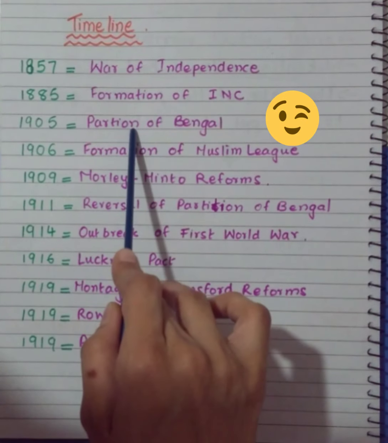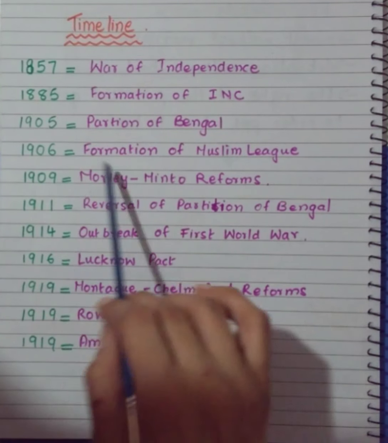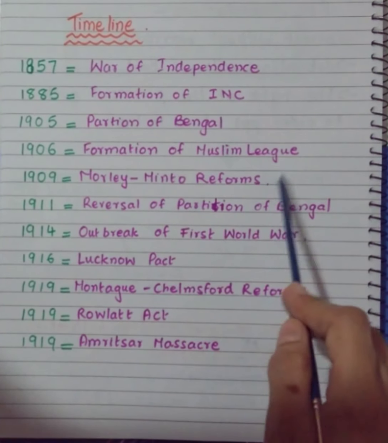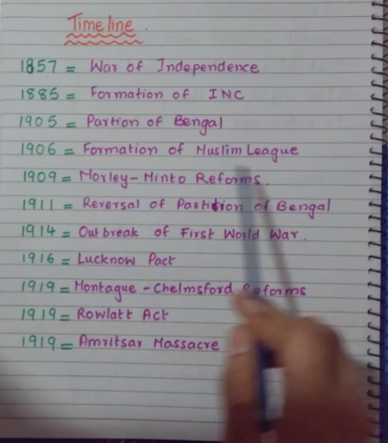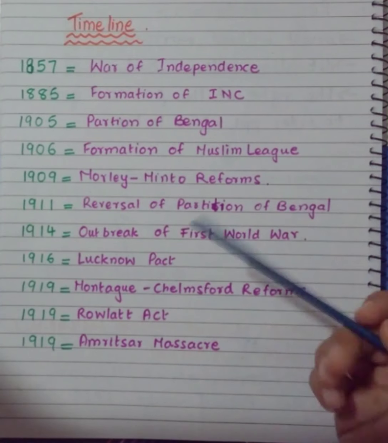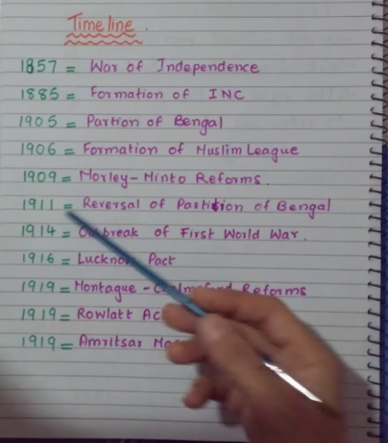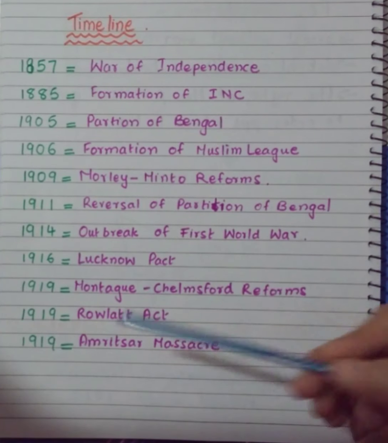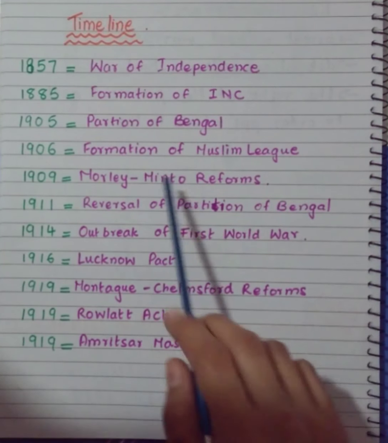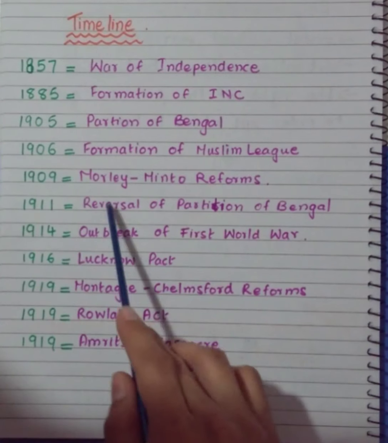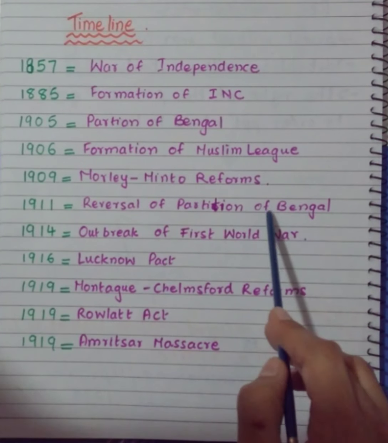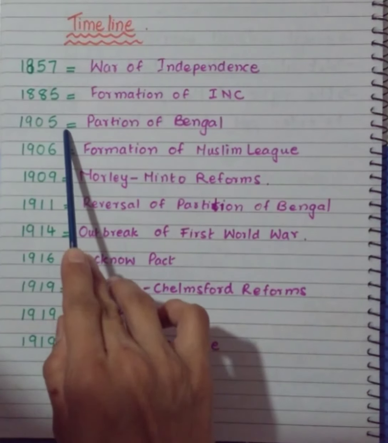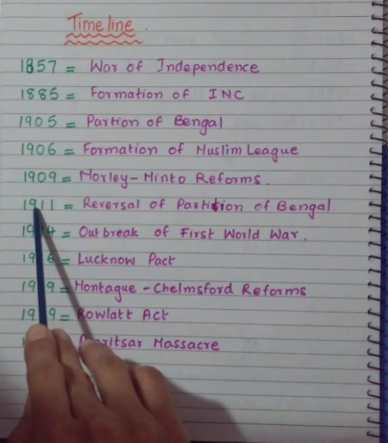Excuse me for the spelling error here. Then 1906, the formation of the Muslim League. 1909, the Morley-Minto reforms, again to win the support of the Indian people. The British government was coming forward with a series of reforms. First were the Morley-Minto reforms, and then we see the coming of the Montague-Chelmsford reforms as well. Then in 1911, the reversal of the partition of Bengal, meaning the partition that took place in 1905 was reversed in 1911.